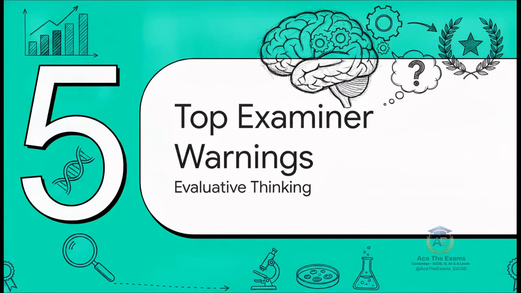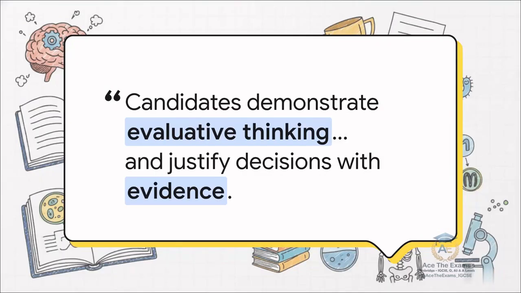Section 5, top examiner warnings revealed. Securing method marks is fantastic, but evaluative thinking, that is the final hurdle to crossing that top grade boundary. Top-scoring candidates demonstrate evaluative thinking by questioning assumptions and justifying decisions with evidence. Evaluating evidence quality regarding the proximal convoluted tubule means you have to actively identify limitations in experimental setups, spot assumptions being made about filtration rates, and suggest alternative interpretations of the data.